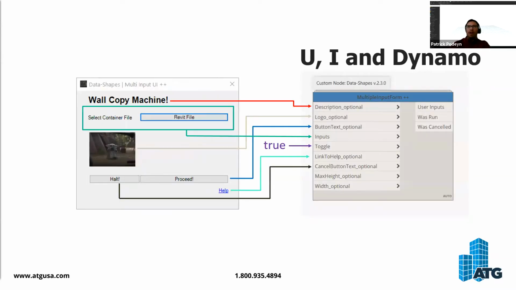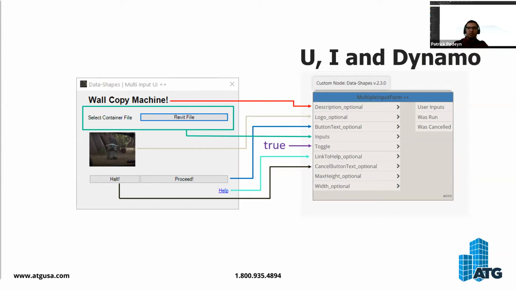Here, the powerhouse node, the node that builds all of this for us, is the Multiple Input Form++ node. Here you can see all the various arrows pointing to what the input needs to be and what it's going to produce out. So that description is optional. Most of these nodes don't need to be fulfilled in order to run. The only ones that need to be fulfilled are the input and the toggle. Everything else is optional. As you can see, they're written out as the inputs. You just need to provide the input itself, meaning for this example, I'm telling the user to go select the Revit file, and then the toggle tells it whether it's going to run or not.